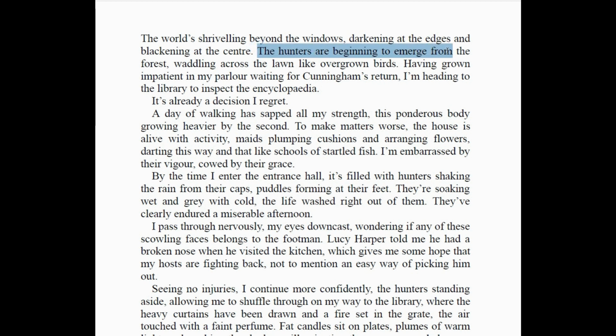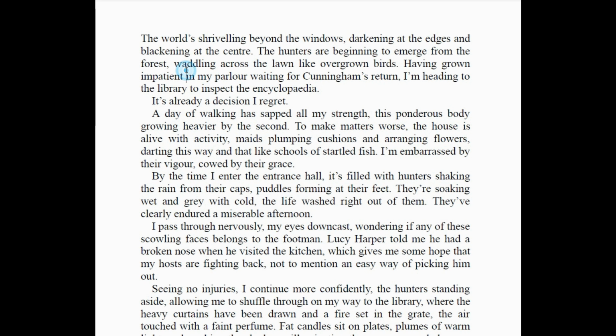But the hunters are beginning to emerge from the forest. Okay, so that's a main clause. We could put a full stop at the end there. And notice that we've got beginning. They are beginning. That's our main verb. And then we've got a to plus infinitive as the object of beginning. Yeah, they are beginning to emerge. Yeah, we can consider it functioning as a noun because it's the object of beginning. Yeah, it's what they are beginning to do. So they are beginning to emerge. And then we've got a prepositional phrase, from the forest, that describes the verb emerge. Yeah, where are they emerging? They're emerging from the forest.